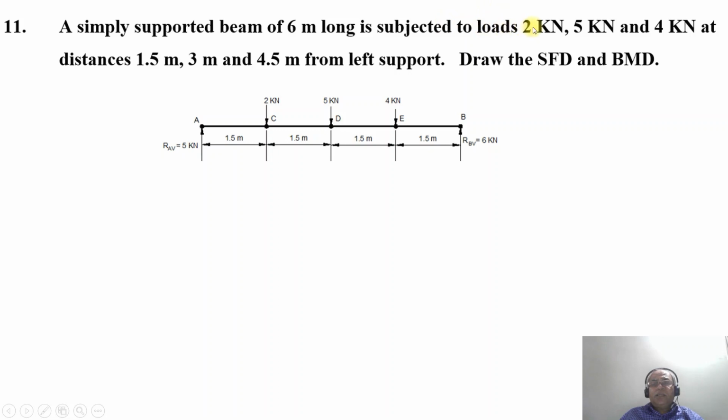So a point load of 2 kilonewton is acting at a distance of 1.5 meters from the left support. Which is the left support? This is the left support. So 2 kilonewton is acting at a distance of 1.5 meters. And then 5 kilonewton is acting at a distance of 3 meters. And 4 kilonewton is acting at the point E, which is 4.5 meters from the left support. So draw the SFD and BMD.